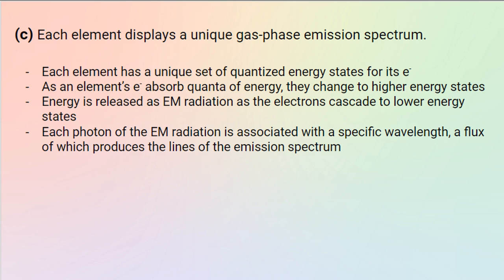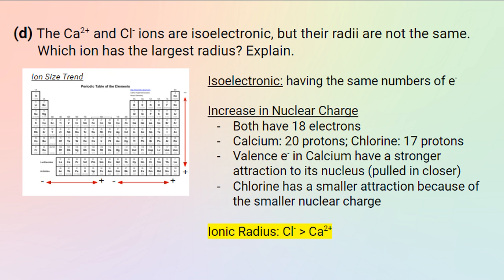So as the electrons of an element absorb quanta of energy, they change to a higher, more excited energy state. So during this process, energy is released as EM radiation as the electrons cascade to a lower energy state. So each photon of the EM radiation is associated with a specific wavelength, a flux of which produces the lines of the emission spectrum.